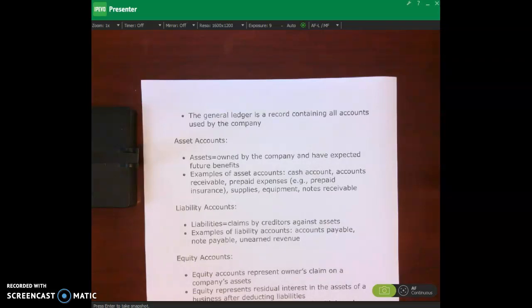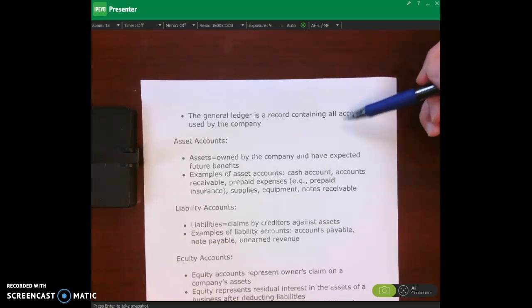What do I mean by respective balances? How much cash do we have? After all the increases and decreases during the whole accounting period, the whole year, we look at the ending balance in cash and we say, this is our balance in cash. That's the balance in the account. And so the general ledger is a record that contains all the accounts used by the company, so cash, accounts receivable, all those that I just talked about, and then their respective balances.